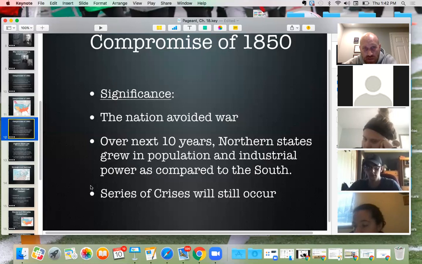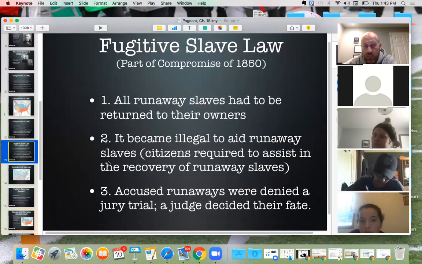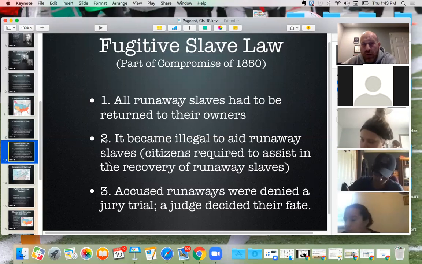The biggest issue, however, and let me just close with this today, I've got a couple minutes, is the new fugitive slave law. This is going to be part of the Compromise of 1850. So, all runaway slaves, so the fugitive slave law, what are the conditions? All runaway slaves had to be returned to their owners.